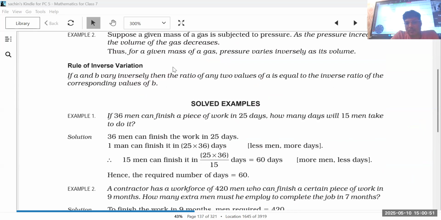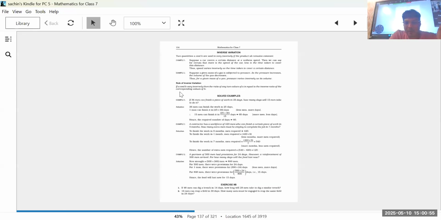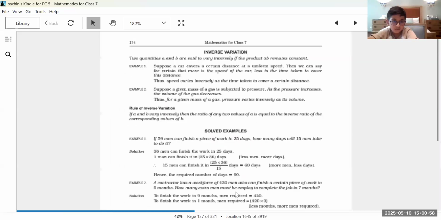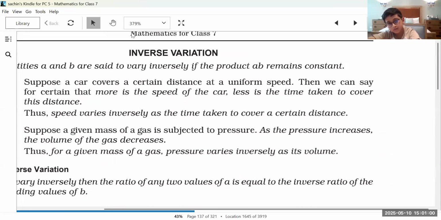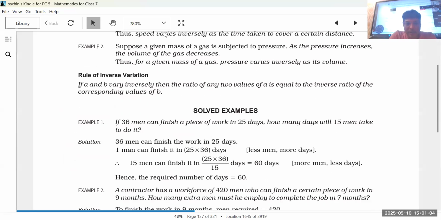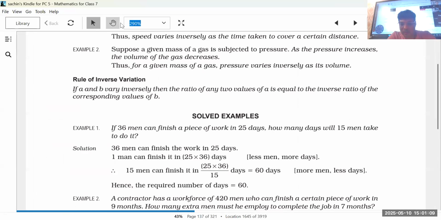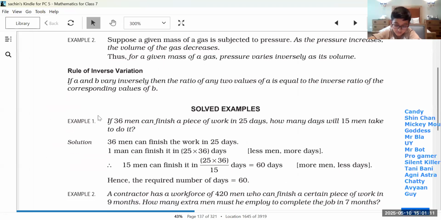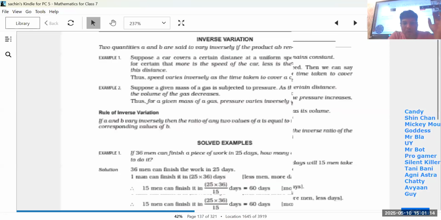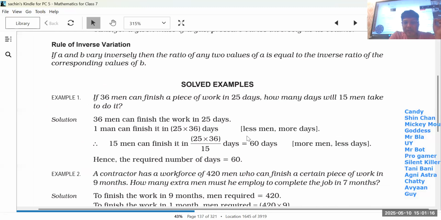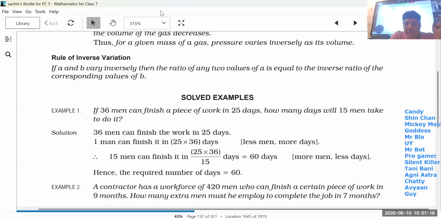No beta, the unitary method is used in complicated questions, not for these questions. When complicated questions come, I will tell you, but we will do that at the end, after course completion, not now. We have to solve inverse variation with the product, the product remains constant, so you have to equate their product. Okay, then try.